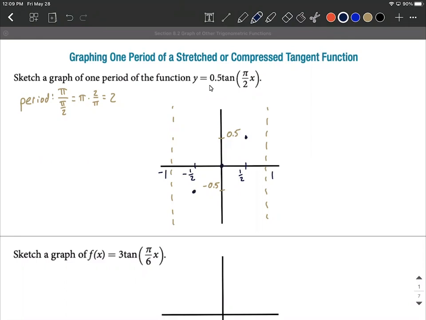We'll also get one at the origin. And then to graph this, we know we have to either go up or go down when we get close to these vertical asymptotes. So in this case, it's going to go down to the left and up to the right. Make sure you label these key points as we go along, and we should be good to go.